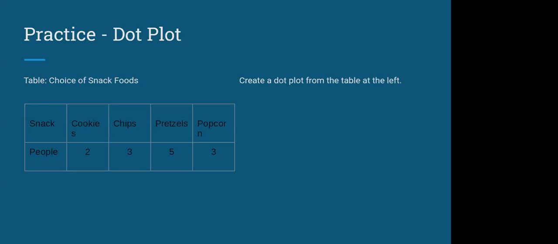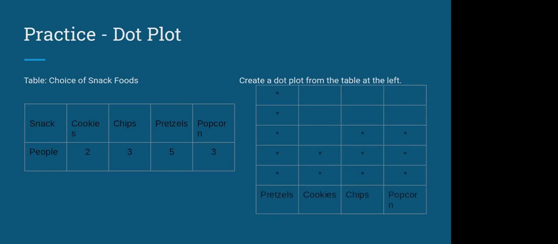All right. Does your dot plot look something like this? Now, because I created mine on a computer, I used a table, okay? It was easier for me to configure it that way. So over pretzels, you should have had 5 dots. Over cookies, you should have had 2 dots. Over chips, you should have had 3, and popcorn the same.